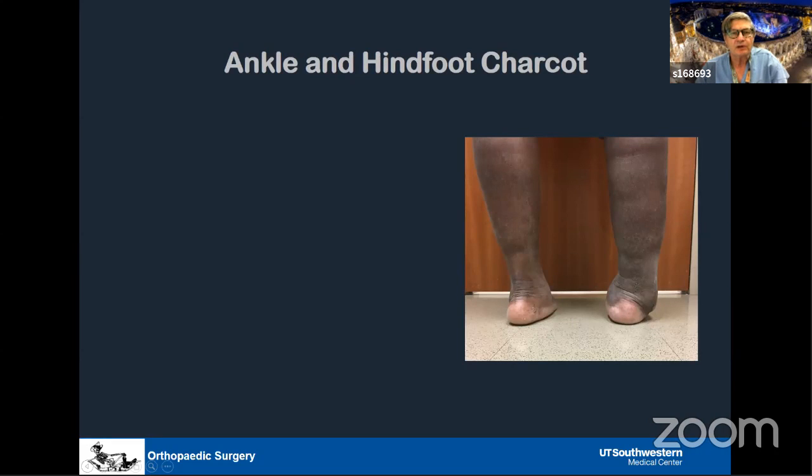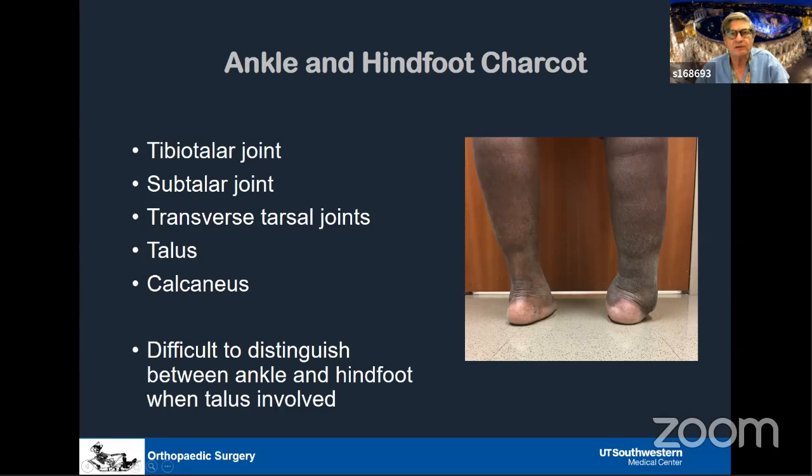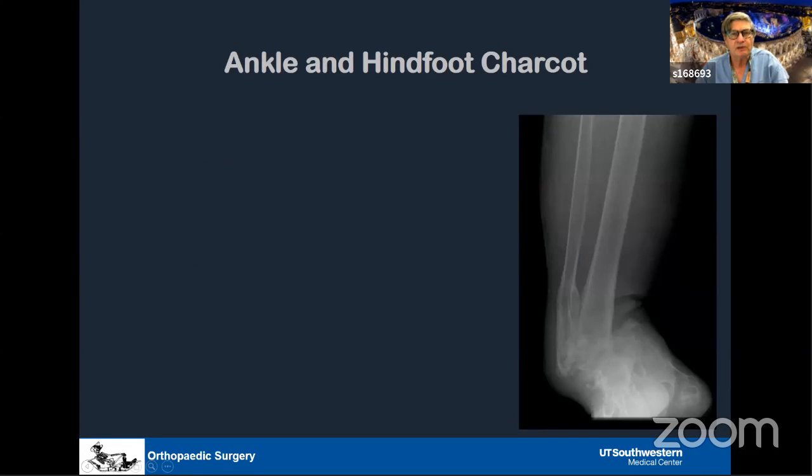Ankle and hindfoot Charcot really is lumped together, in my opinion, because they're so closely related. You have the tibio-talar joint, the subtalar joint, the transverse tarsal joint, the talus, and the calcaneus. And it's actually very difficult to distinguish between the ankle and the hindfoot when the talus is involved. So if we look at ankle and hindfoot combined, it represents about 20 to 30% of all Charcot.